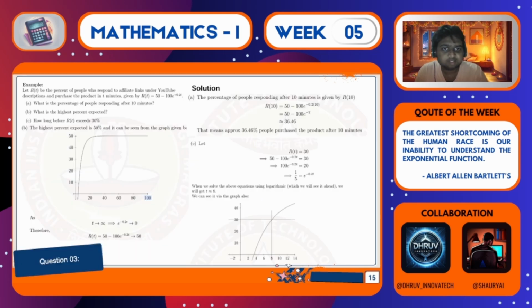Moving forward, this is a nice question. In this question, let's see what we are doing. First, we have R of t, which is the equation where the variable is t, which is 50 minus 100 times e raised to minus 0.2 times t. In this case, t is a variable which represents time.